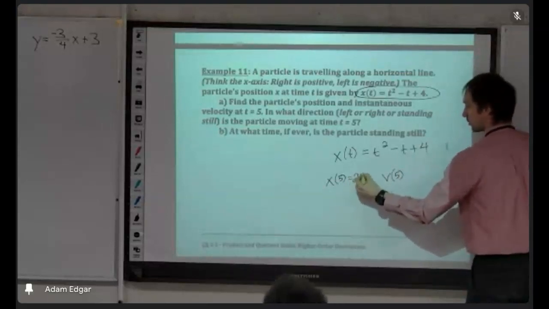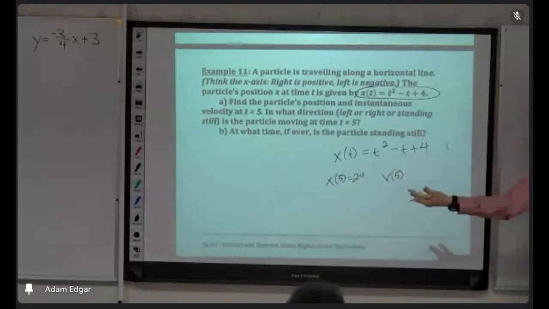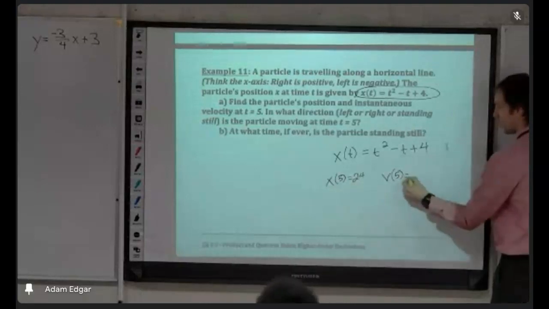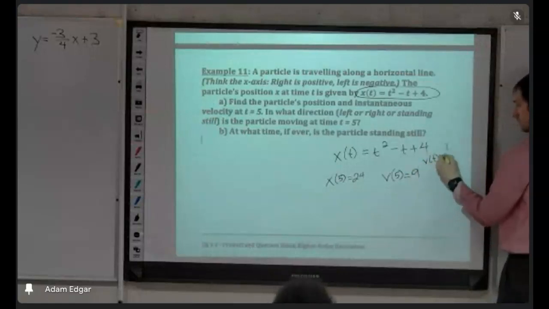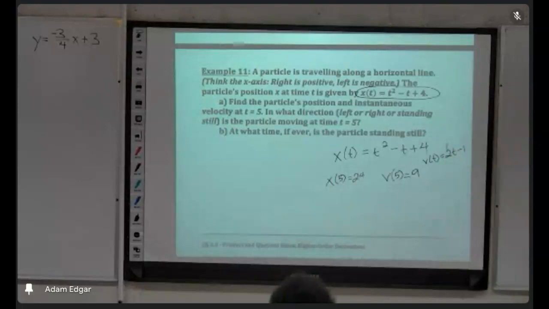24. So that's like 24 spaces to the right of the origin. And what's our velocity? 9. Because what's our velocity equation? Yeah, 2t minus 1. You probably wrote down 2x, but that's my fault. So 2t minus 1 is your velocity.